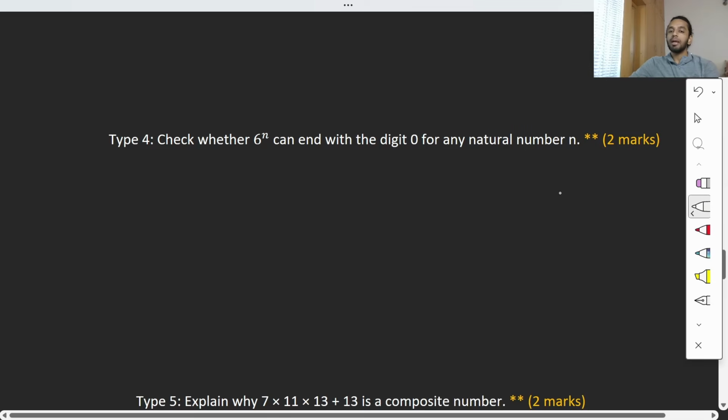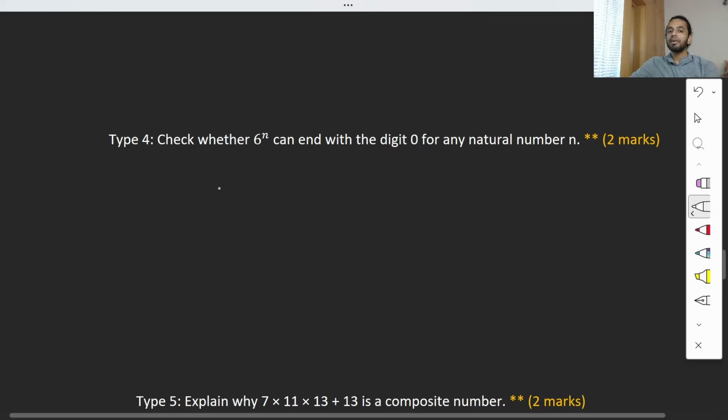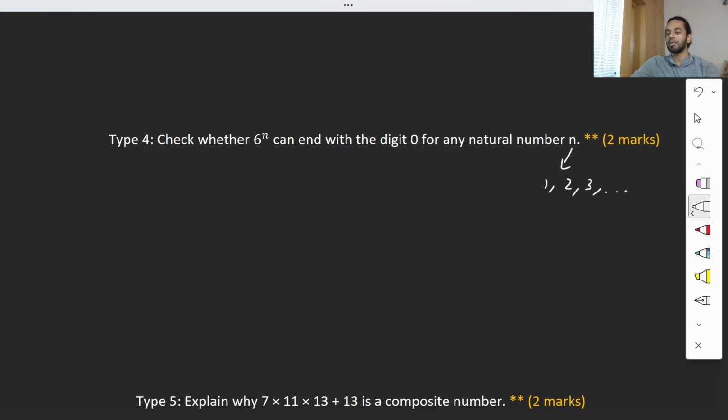So let us try to understand something. The question is whether 6 power n can end with the digit 0 for any natural number n, which means n can take the values of 1, 2, 3, and so on. Now, I'm just explaining certain things in the rough column. The question is 6 power n. If we substitute 6 power 1, we get 6. If we substitute 6 power 2, we get 36. If we substitute 6 power 3, we would get 216.